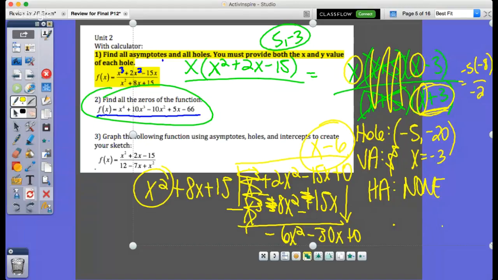Do you want to try to graph this thing? There might be one that you will have to graph. I don't know if it'll be like this, but we could just graph it just to double check. Is that cool? Just go through it. So where's the vertical asymptote? -3. Good. So x equals -3. Where's the hole? -5, -20. That's way down there, right? What about the slant?